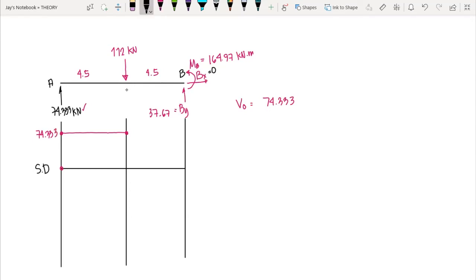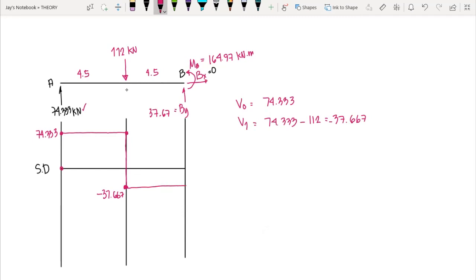Then for our second shear, V1 is equal to 74.333 minus the load 112. That would give us negative 37.667, so we go downward. We go down here at this point. Since we do not have a load between the 112 and By, we have a 0 degree diagram. All the internal force here is 37.667.